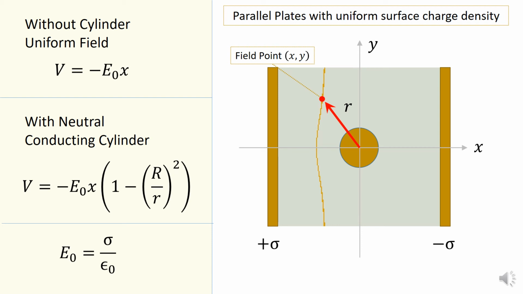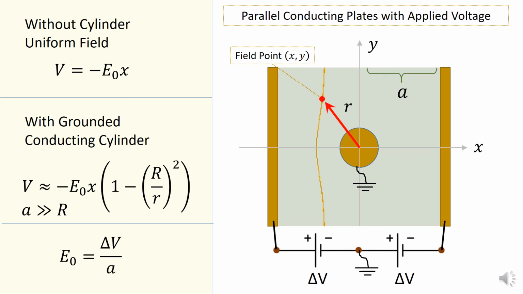Now, with a conducting cylinder at the center, we cannot use Coulomb potentials to find the volts at the field point, but I'll include a reference in the description that shows how I can use the formula where it says with neutral conducting cylinder. In that formula, we have minus E0, which is that constant uniform field. We have X, and 1 minus a ratio squared, which is capital R, the radius of the cylinder, not identified in the figure, and little r, the distance from the origin to the field point.